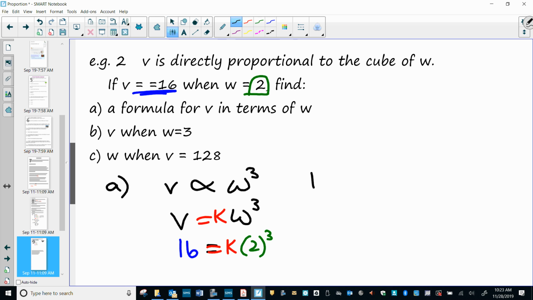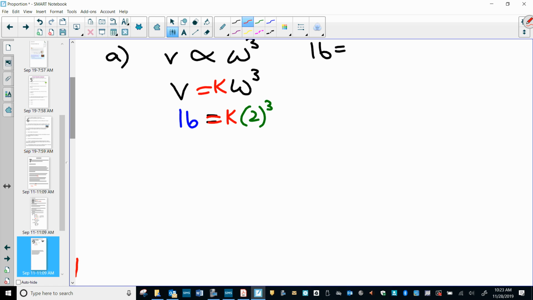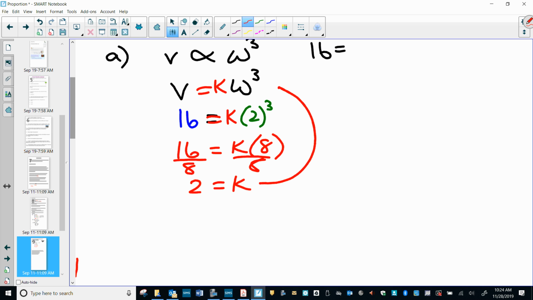Right, so 16 is equal to K times 8. I can't change colours now because it's just driving me up the wall. So then we're going to divide both sides by 8, so that K is 2. And then that has enabled us to put this value back up to here. So our formula for this one is V is equal to 2W cubed.